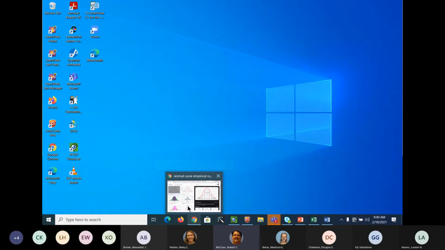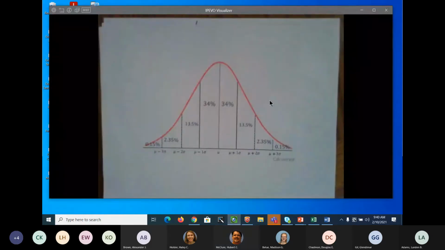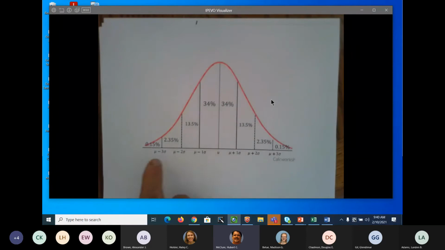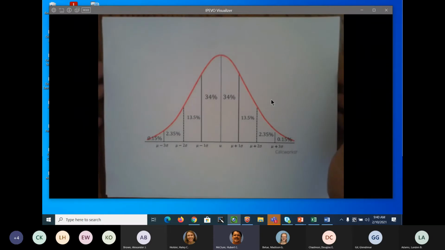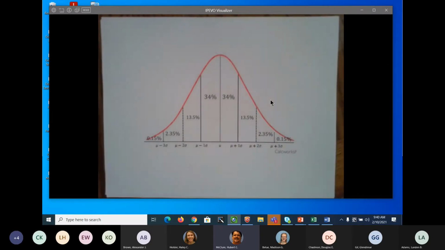So let's go back. And there is the empirical rule. I want you to write that down. What is the empirical rule? You see the percentages? That is the empirical rule. So go ahead and write that down. Draw your curve and divide it up into sections.